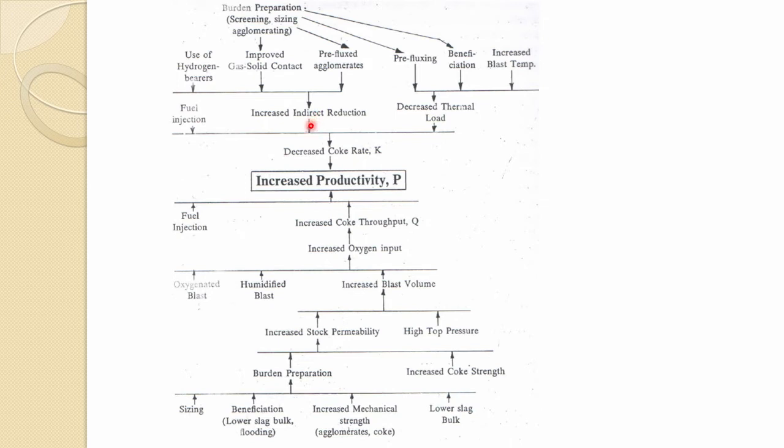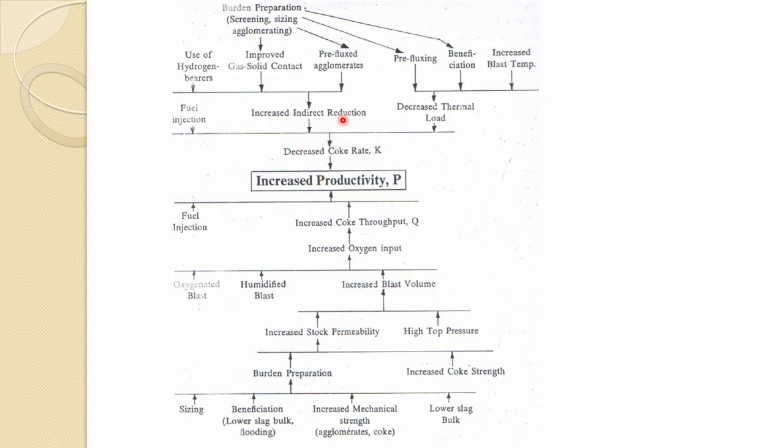Increase in direct reduction: we had discussed in detail the contribution of direct reduction and indirect reduction in the production of iron, and what would be the optimum value of both. One can do that, and that is going to decrease the coke rate if one can achieve that optimum indirect reduction reaction. And so this leads to decreased thermal load. So this all is going to decrease your coke rate, and your productivity is going to increase.